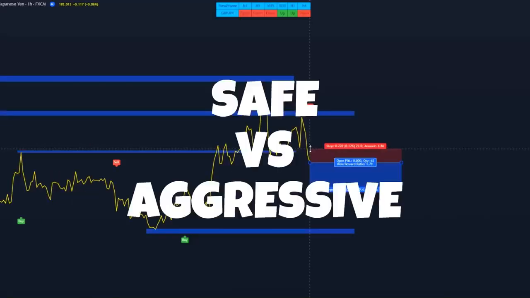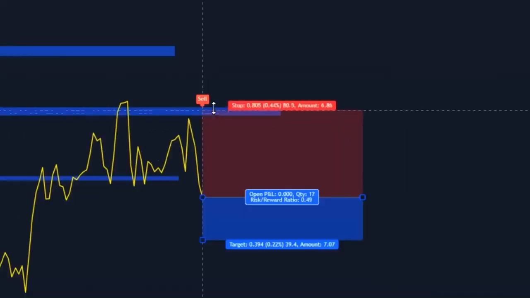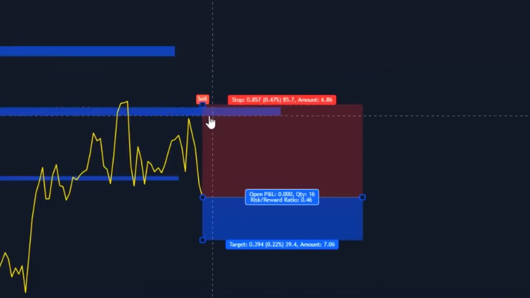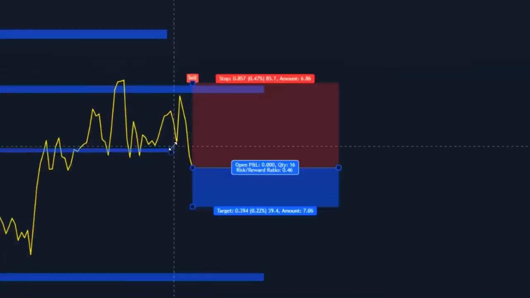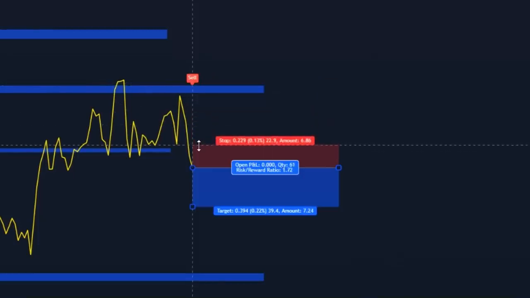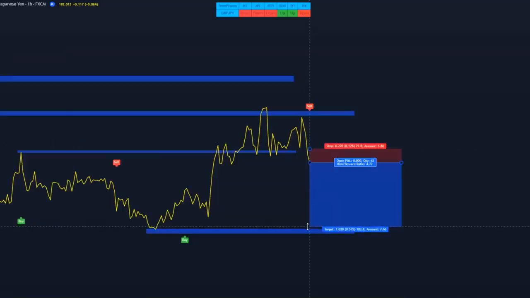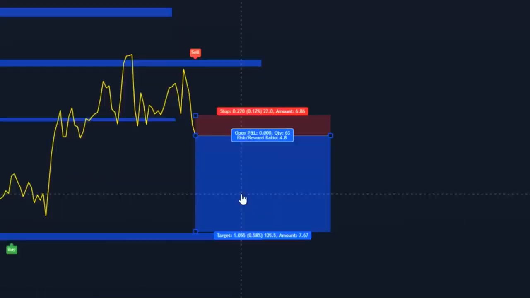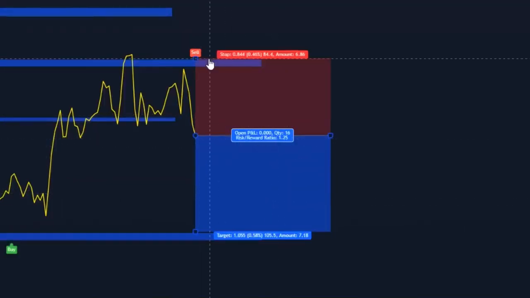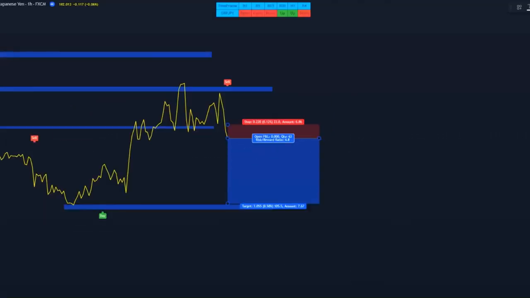You can either be safe or aggressive in this situation. The safer option is to put your stop loss above the resistance that it bounces off, or because there is a resistance zone right here, you could go for the aggressive option and put your stop loss there. We will be targeting just above this support level. The aggressive option would be a 4.8 risk to reward, and the safe option would be a 1.25 risk to reward. So let's see what happens.